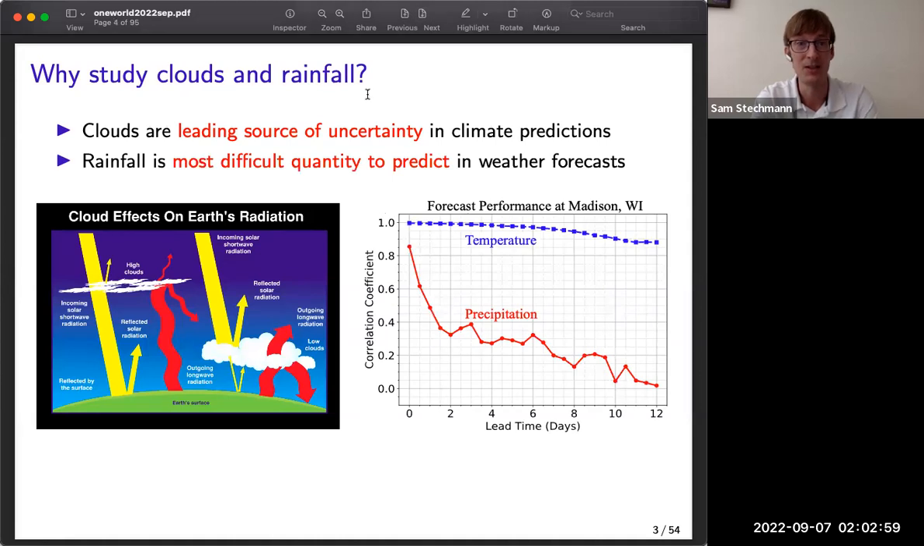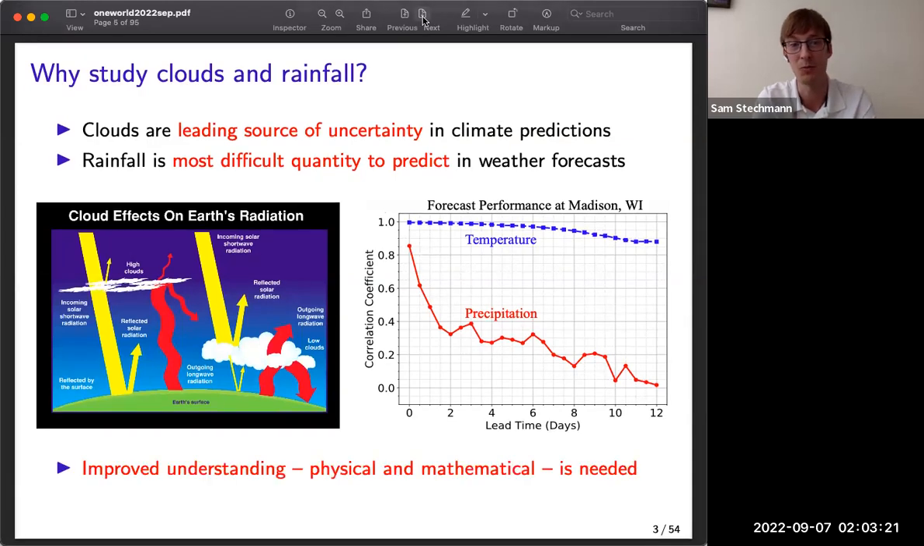And on shorter timescales, rainfall is arguably the most difficult quantity to predict in weather forecasts. This is a plot that illustrates the forecast skill of temperature versus precipitation. You are probably familiar with this from your everyday life: the weather forecasts for temperature are far superior to those for precipitation. So these are a couple of examples of why we need improved understanding. And we need more than just improved understanding. I mean, certainly there are other aspects like observational uncertainties and issues with modeling and simulation, but there are also pretty big gaps in our theoretical understanding of things too.